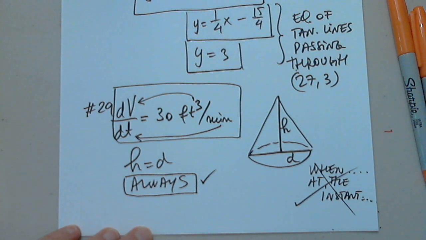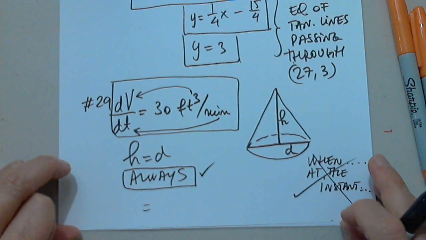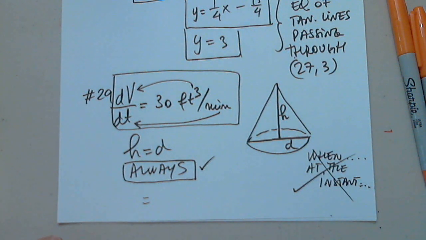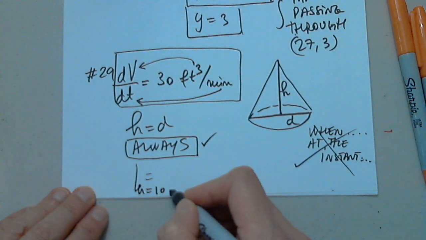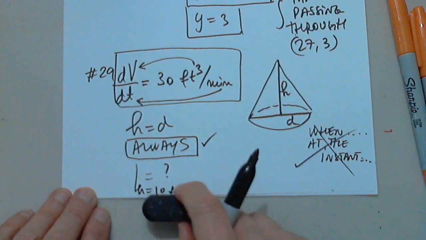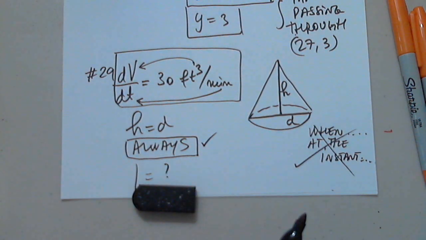How fast is the height of the pile increasing? This is the trap. This is it, right here. Anything that follows after when, I know I have to forget about it till the end of the problem. So how fast is the height increasing when the height is 10 feet? But I know that this will not be taken into account till the end.